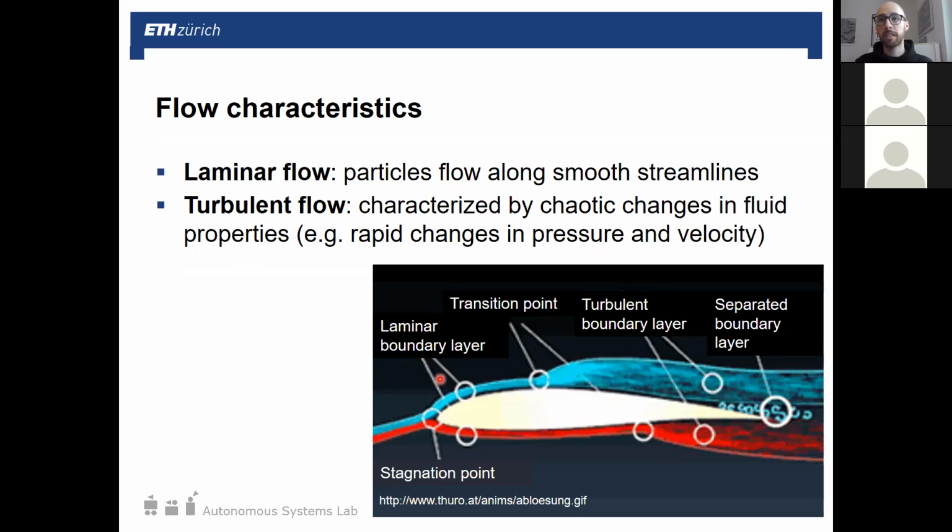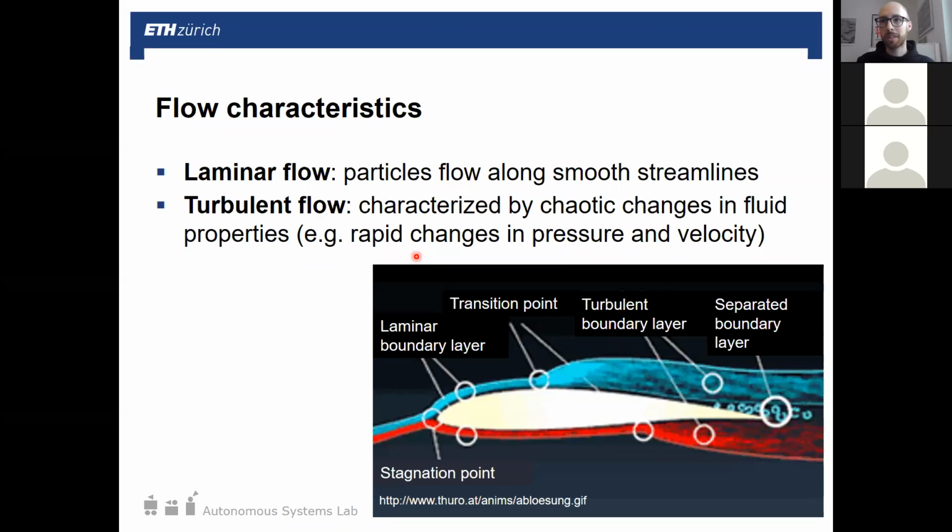Turbulent flow, on the other hand, is when it gets a bit more chaotic. There are reasons for why it becomes chaotic. This is something you can learn in an aerodynamics class. For now, we'll just know that this is the more chaotic flow. You see it here, kind of when it blows up a bit, this boundary layer. This means that the pressure and velocity are actually changing quite rapidly, bouncing around.